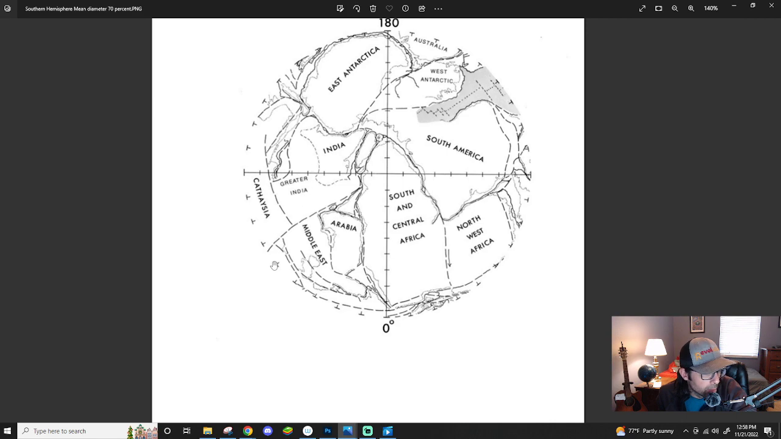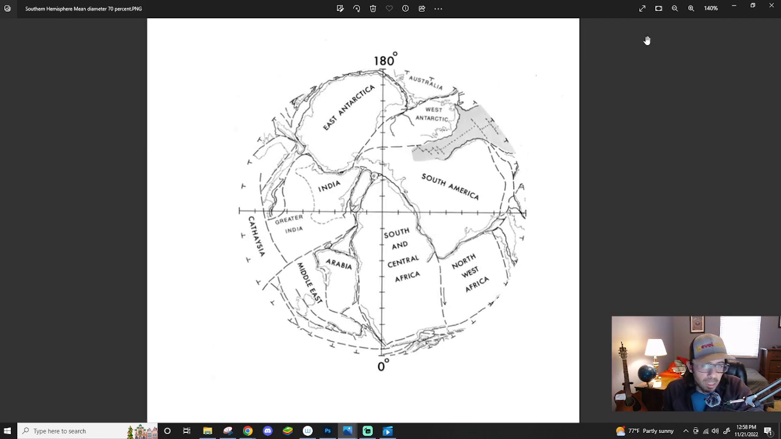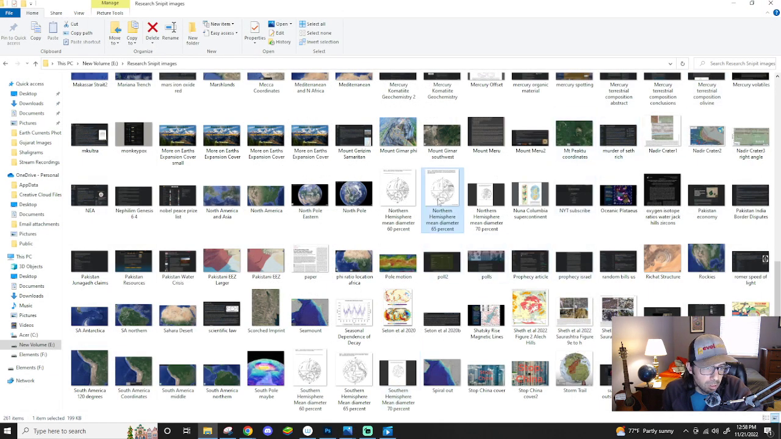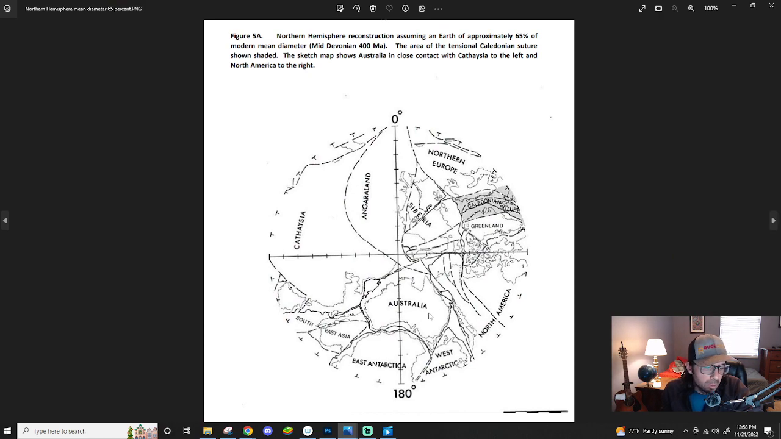Where is the other side? Is it like here? Oh, this map is hard to read. I guess I'm missing half of it. Here we go. Australia. There we go. Okay. This is 400 MA, so this is pretty early on.